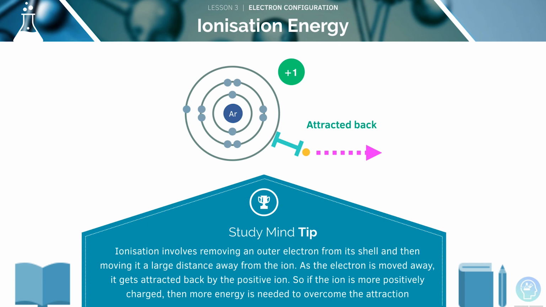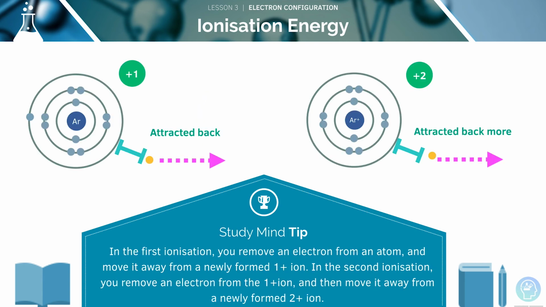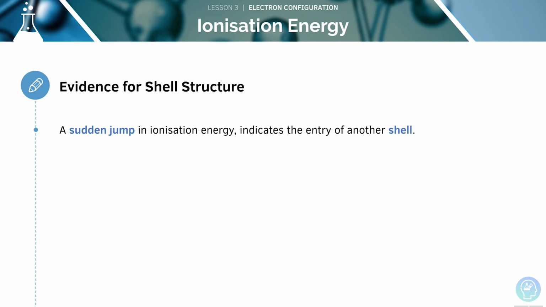As an electron is moved away from a positive ion, it's attracted back towards it. Therefore, as the ion increases in positivity, larger amounts of energy will be needed to remove the electrons from it. For example, moving an electron away from the 2+ ion is a lot more difficult than removing it from the 1+ ion shown on the left.